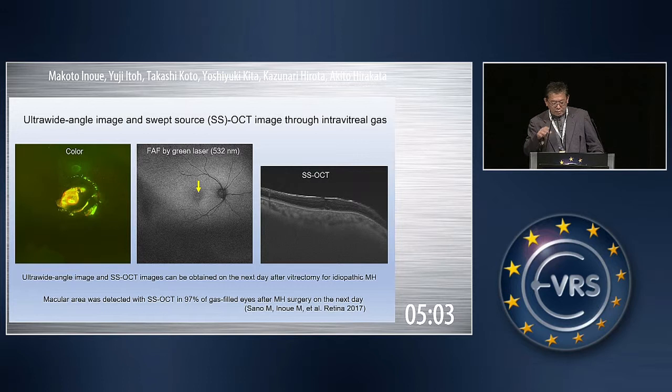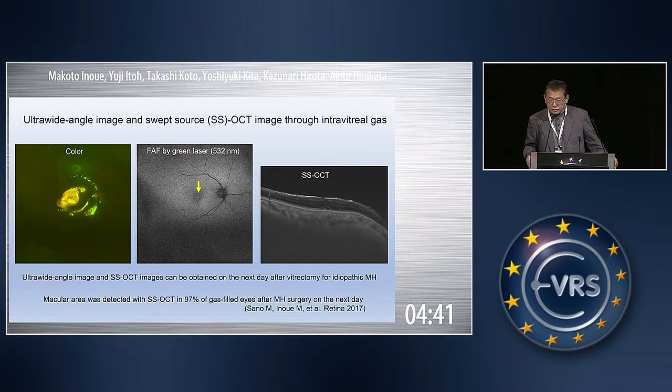So how can we visualize through the gas bubbles? Ultra-wide-angle imaging and swept-source OCT using infrared light can obtain the image through the gas bubbles. Especially after day one, we can see a very nice FAF image.